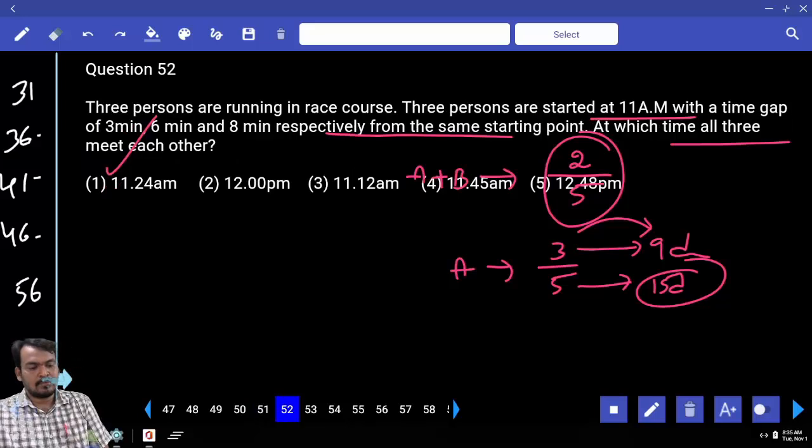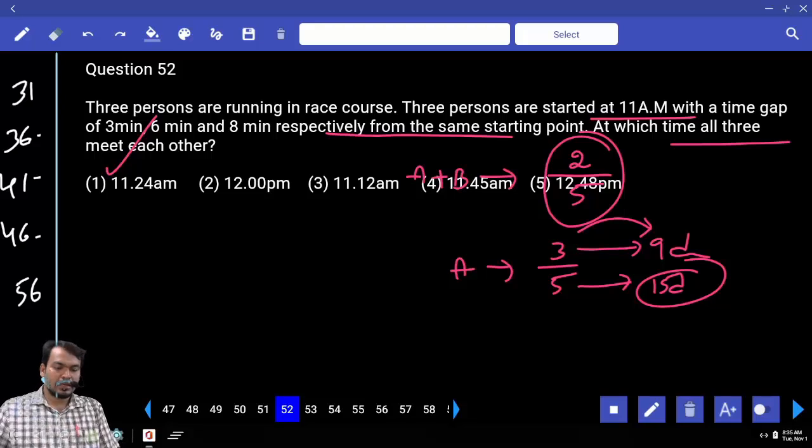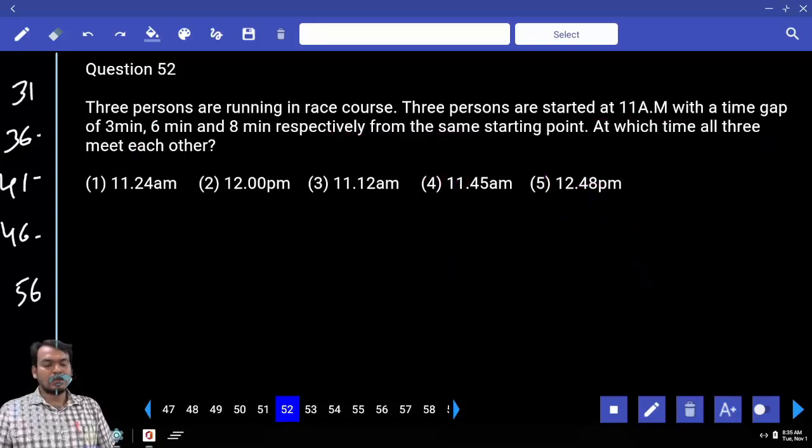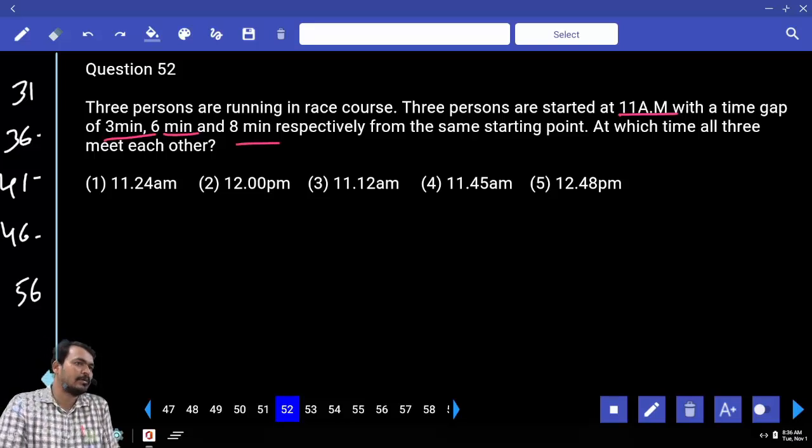Next question number 52. 3 persons are running in a race course. 3 persons started at 11 am with a time gap of 3 minutes, 6 minutes and 8 minutes respectively from the same starting point. At which time all the 3 meet each other? Definitely they will meet after 11 am or before 11 am? After 11 am. What is the first one total time? 3 minutes. Second one 6 minutes. Third one 8 minutes. We required meeting time means we required common time of 3 persons or not?